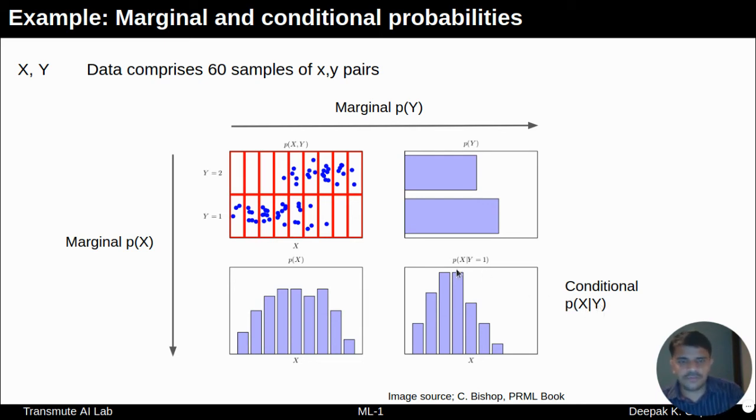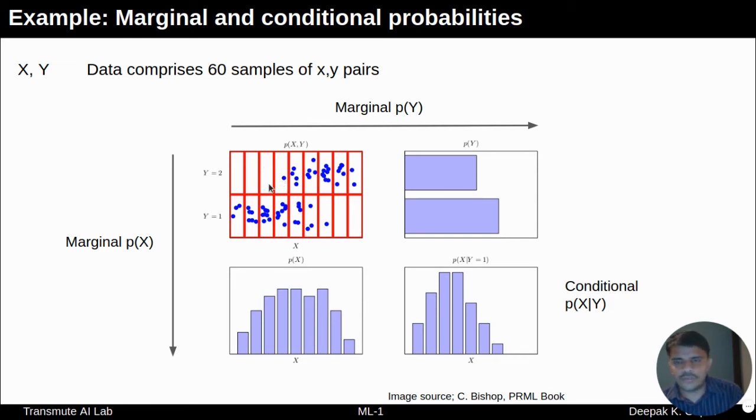Now, if I have to compute the conditional probability of x when y holds a certain value, let's say we want the conditional probability of x when y is equal to 1. What we first need to do is take only the cases where y is equal to 1. So that would mean we eliminate this whole thing. We forget this entire part. So that is y equal to 1.